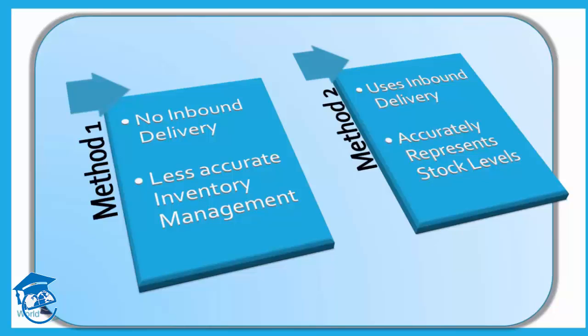So there you have a difference between our first goods receipt method and our second goods receipt method. The first one doesn't include an inbound delivery and will perform a goods receipt before actually performing put away, whereas the second one contains an inbound delivery and will prioritize the put away before the actual goods receipt posting.